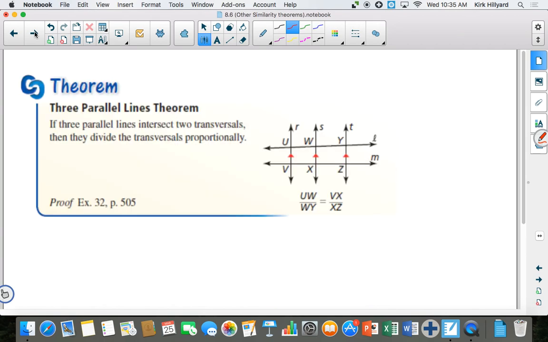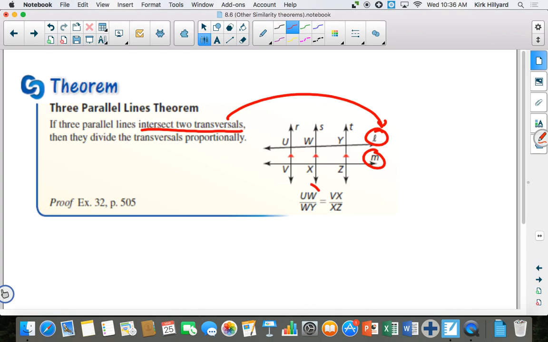The second theorem is three parallel lines. So we have three parallel lines, and if they're intersected by two transversals, so this L and M would be transversals, and if they are intersected, they're saying that UW is to WY as VX is to ZX. So you're setting up proportions once again.